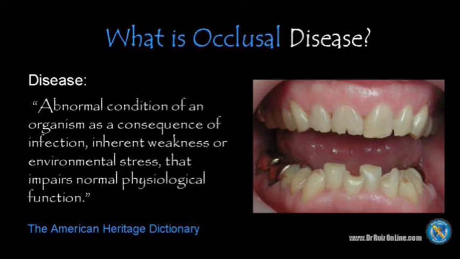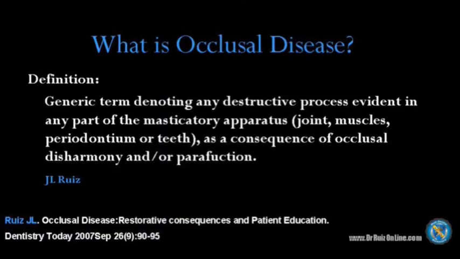So, to be more specific, occlusal disease is a generic term denoting any destructive process evident in any part of the masticatory system, whether it's the joint, the muscles, the periodontium, or the teeth, as a consequence of occlusal disharmony or parafunction. So, occlusal disease has many phases, but it's always destructive, and it always is a consequence of occlusal disharmony and parafunction.